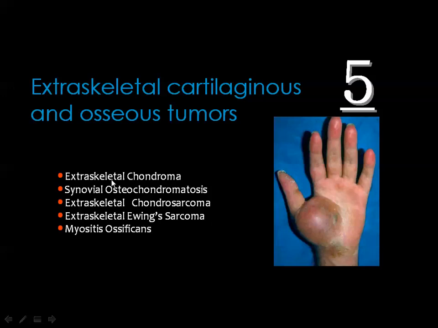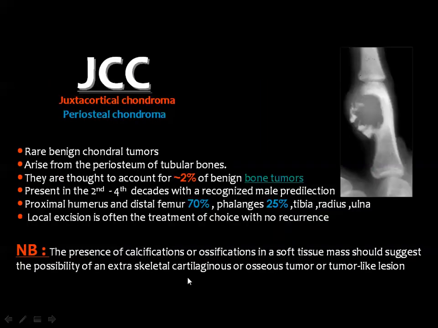Here we have the extraskeletal chondroma, osteochondromatosis, chondrosarcoma, Ewing sarcoma, and myositis ossificans. The extraskeletal chondroma is also known as juxtacortical chondroma or periosteal chondroma, and this is a rare benign tumor which is usually arising from the periosteum of the tubular bones and may represent about 2% of bone tumors, and usually seen in the second and fourth decades of life.